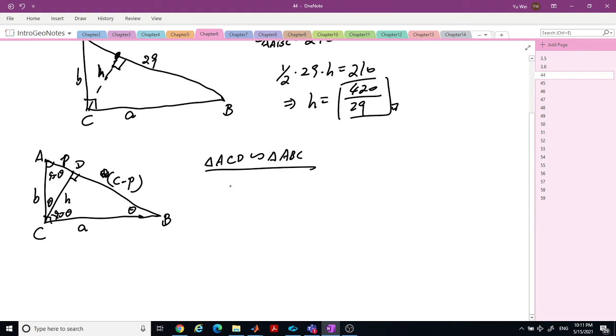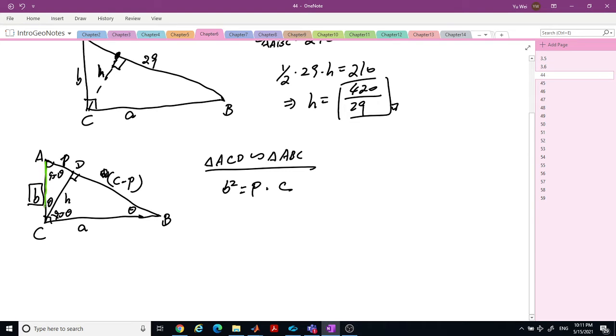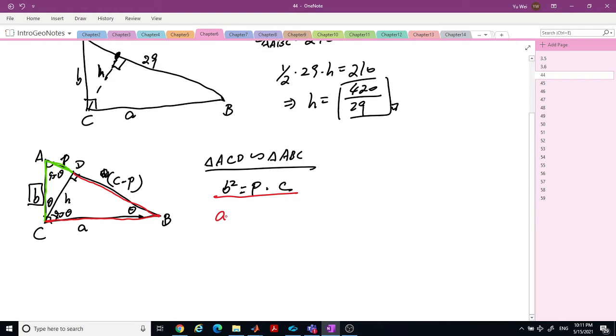Then what you can have is B squared equals P times C. Okay, so the square of this one. Let me highlight the B squared. Okay, is equal to P times the hypotenuse. And the other one you can get is A squared is equal to BD. The second one is A squared is equal to C minus P times C.